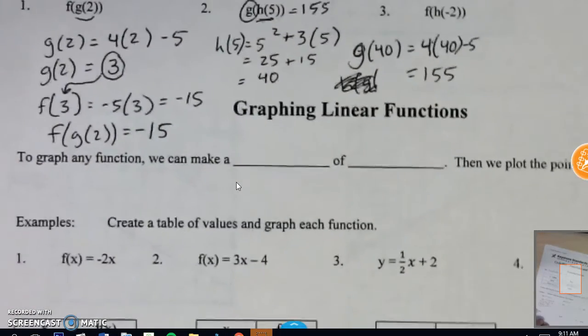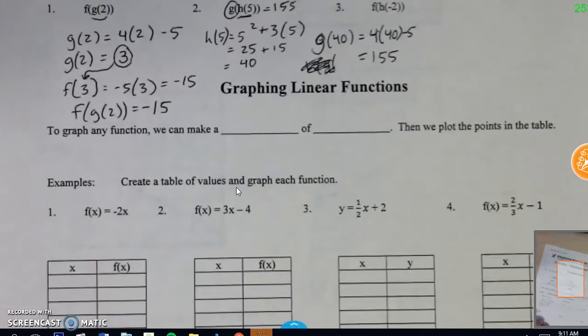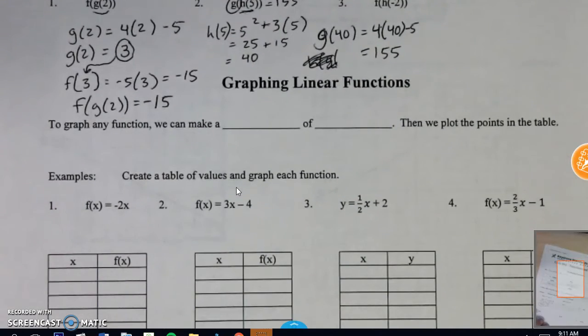Okay, so what we're going to do now is graphing linear functions. And feel free to pause this video at any time if I move too fast, or if you have any questions, you can certainly ask the person who's in the room here.